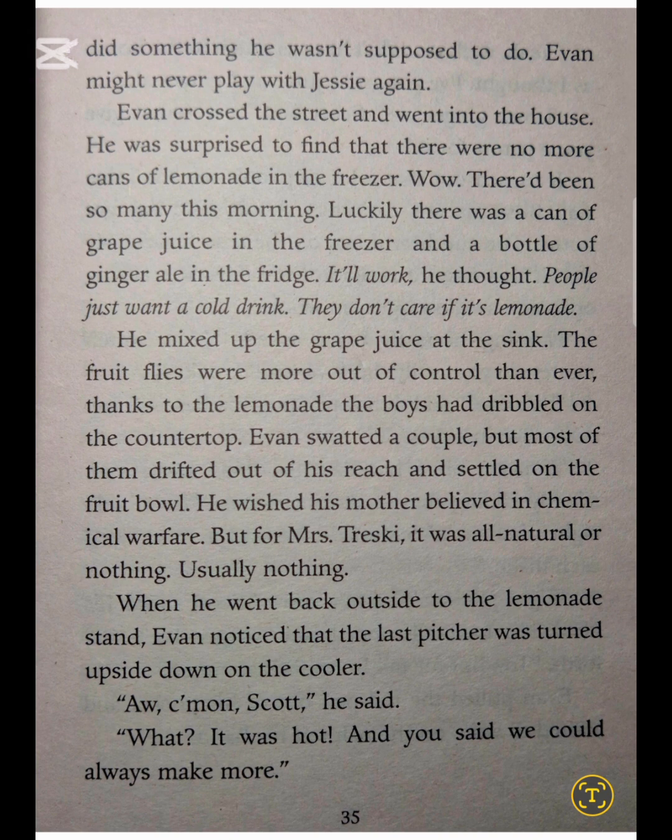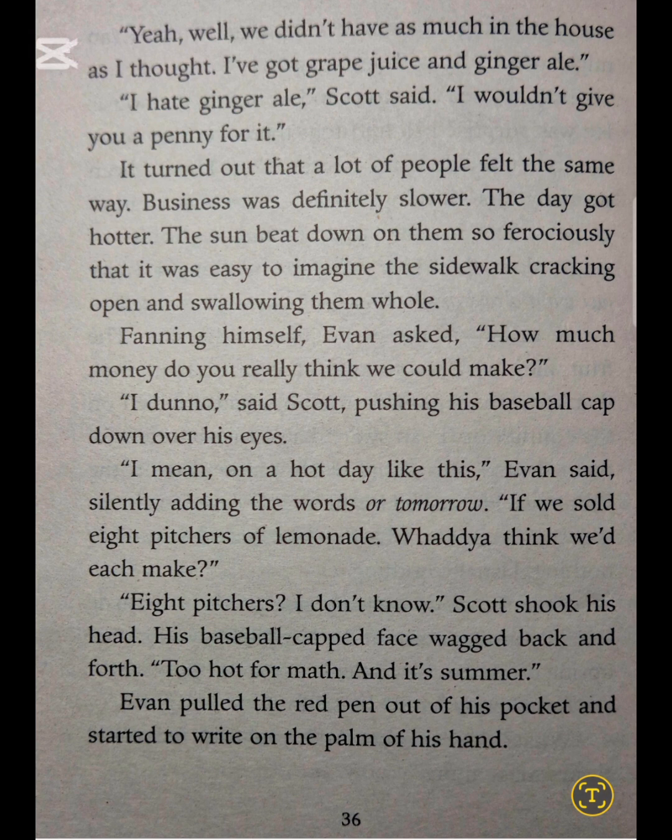When he went back outside to the lemonade stand, Evan noticed that the last pitcher was turned upside down on the cooler. "Oh, come on, Scott," he said. "What? It was hot, and you said we could always make more." Man, Scott is bad. "Yeah, well, we don't have as much in the house as I thought. I've got grape juice and ginger ale." "I hate ginger ale," Scott said. "I wouldn't give you a penny for it." It turned out a lot of people felt the same way.